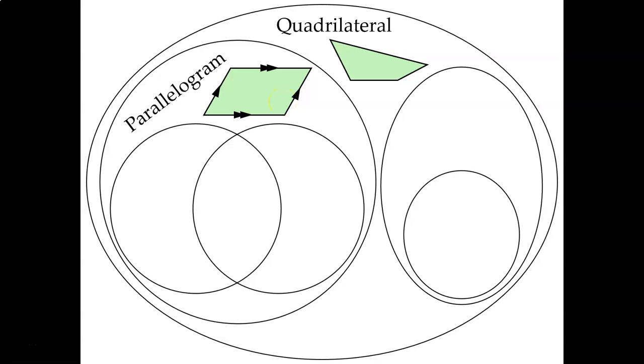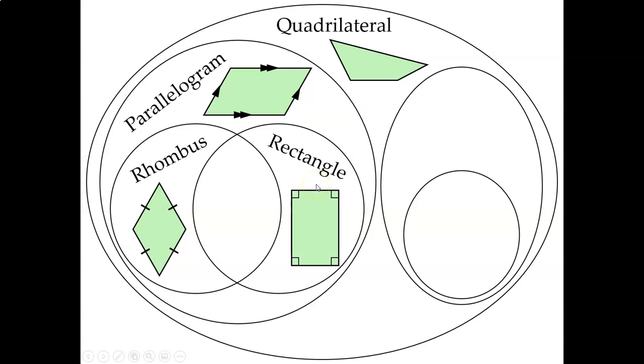And then we also learned some specific types of parallelograms that have extra information about them. For example, a rhombus. A rhombus is a parallelogram because its opposite sides are parallel, but it's special. It's more specific than a parallelogram because it has four congruent sides. We also learned about rectangles, which are parallelograms because their opposite sides are parallel as well, but they're more specific than just a normal everyday parallelogram because their angles, all four of them, are congruent.